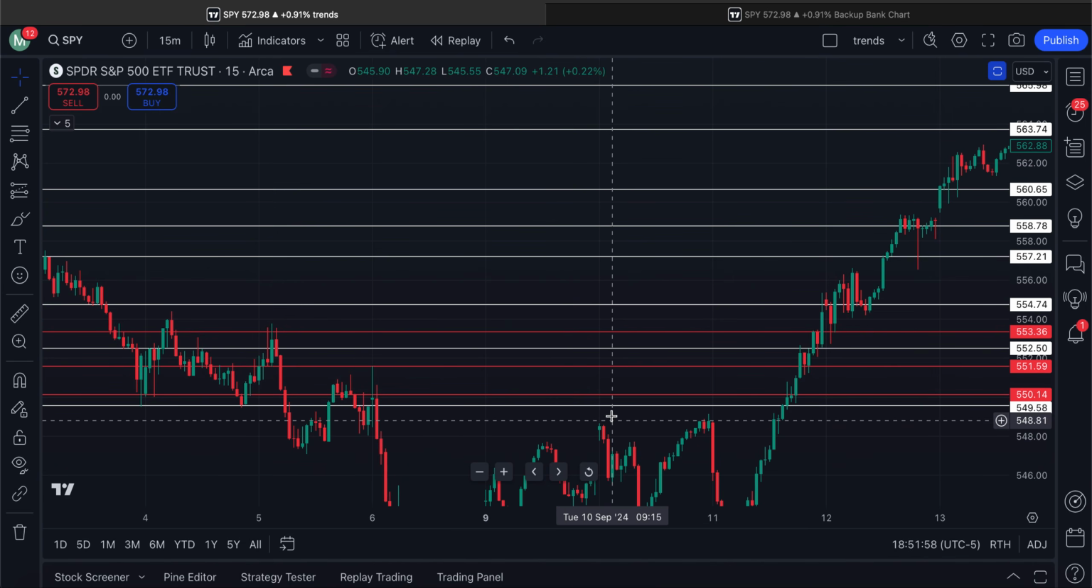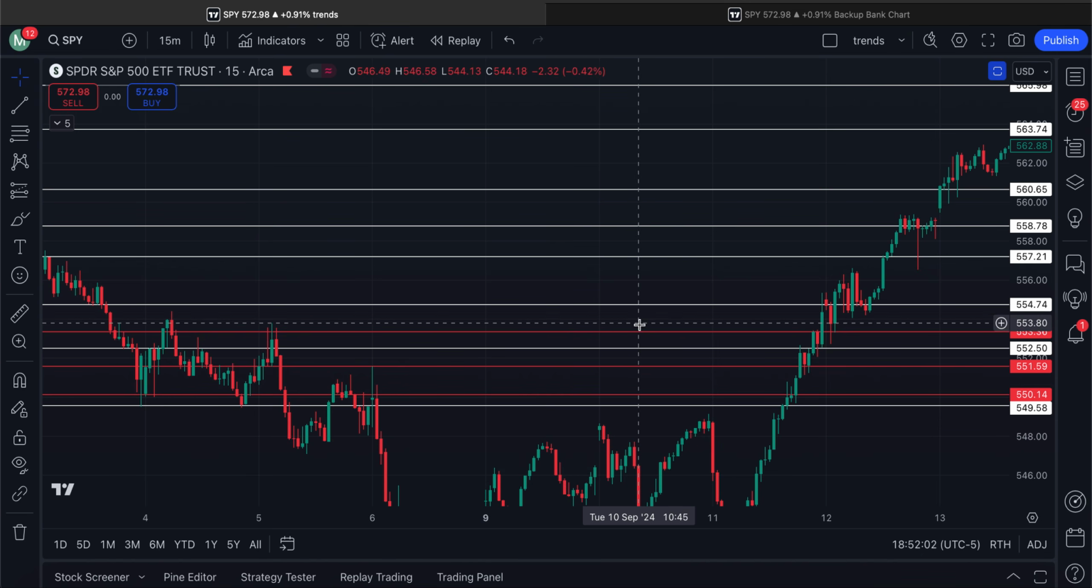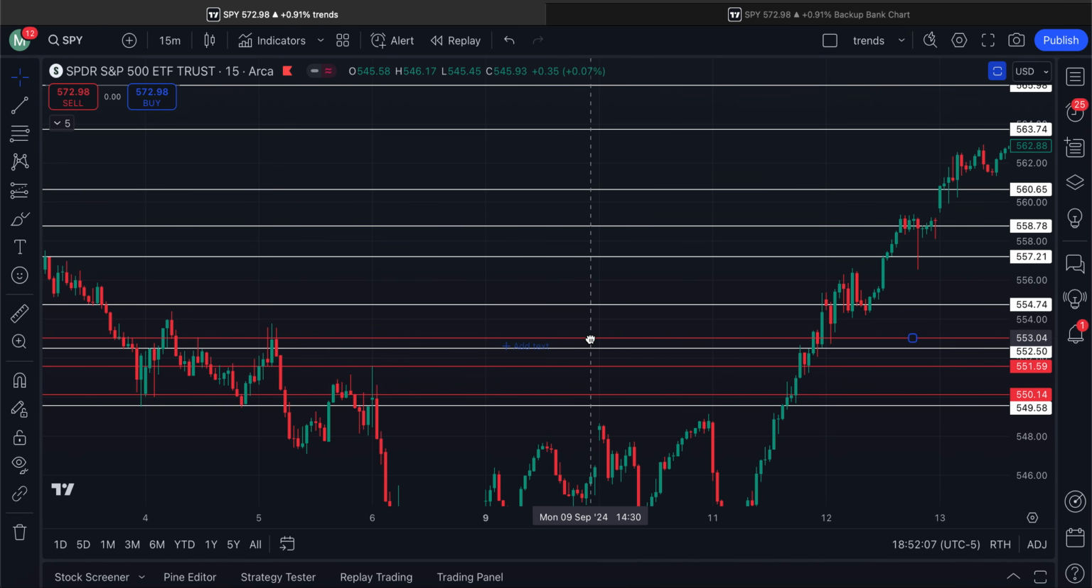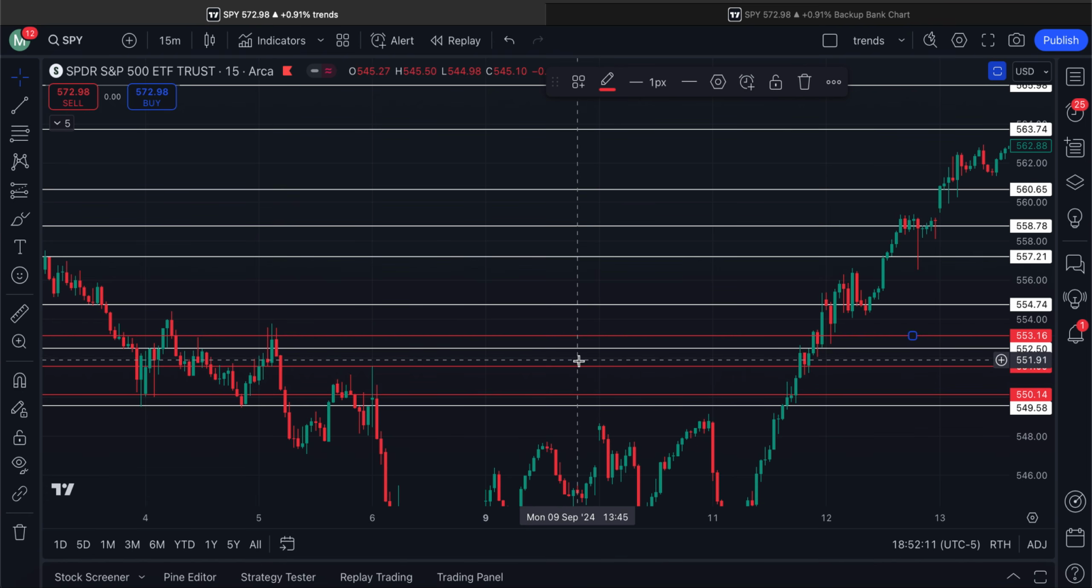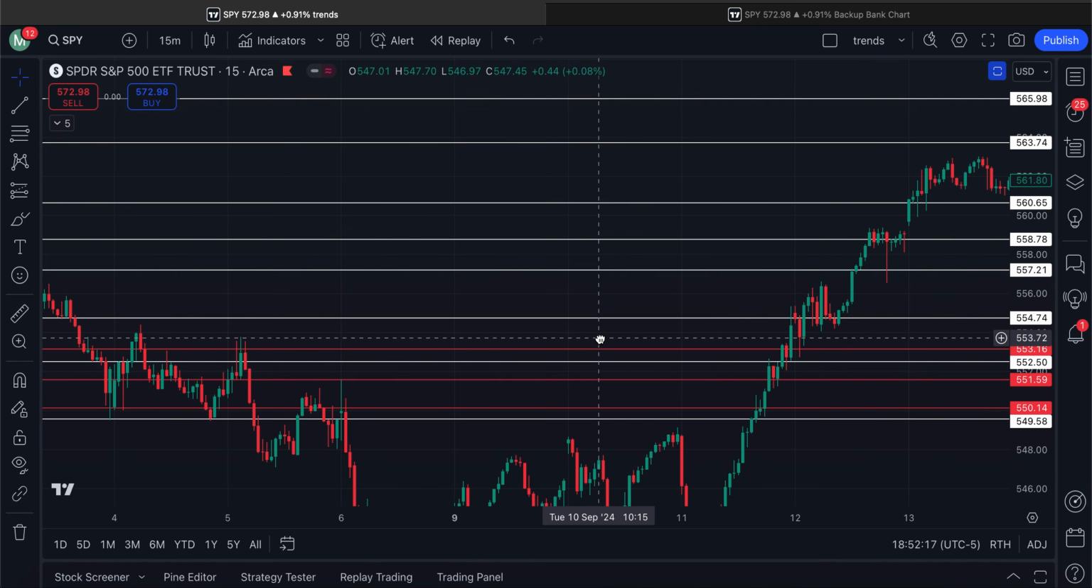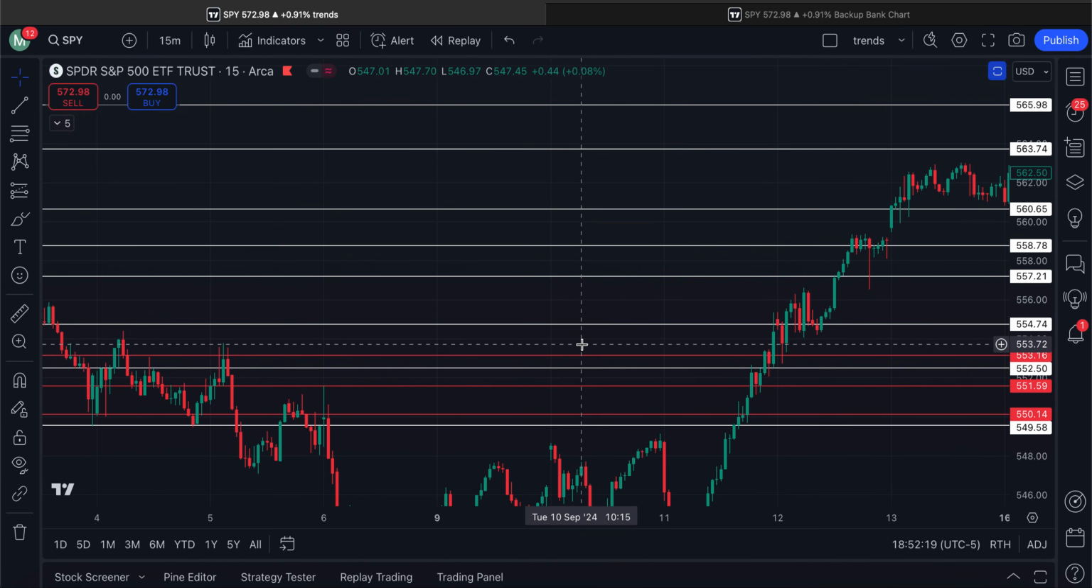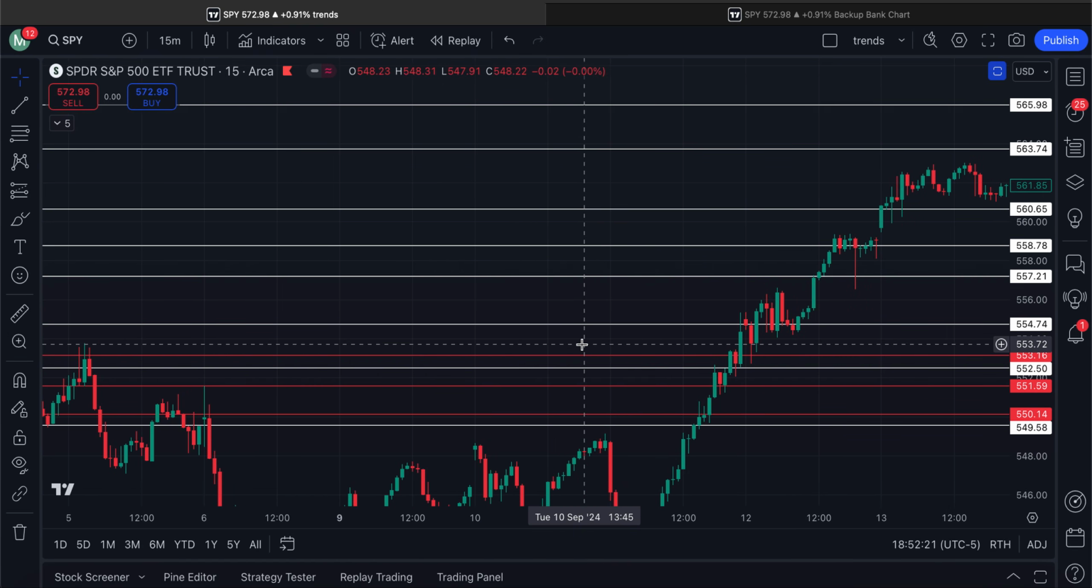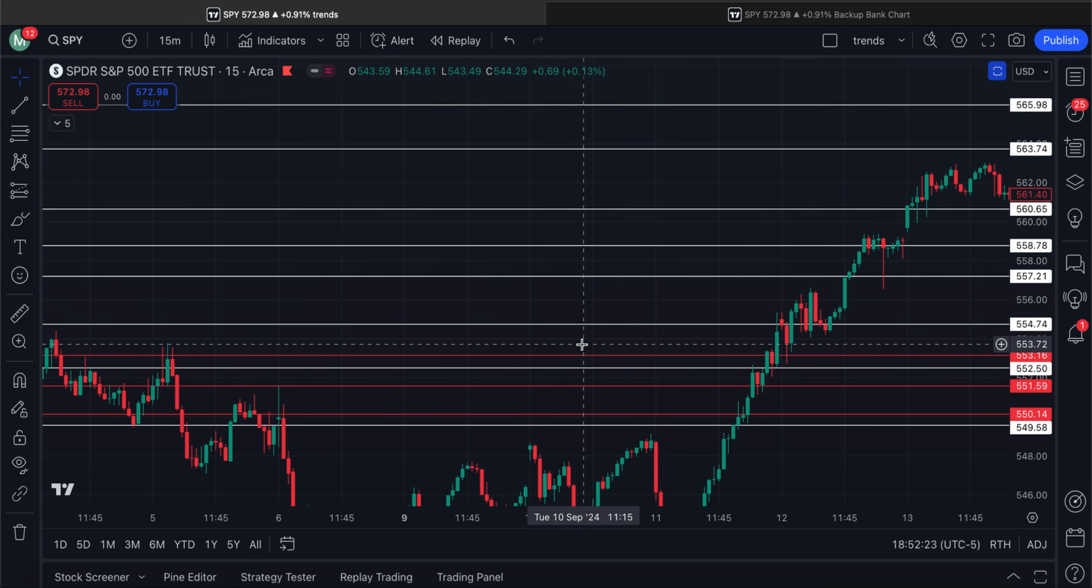And I reset 553.36 to 552.50. I might put this one a little bit more down. 553.16 to 552.50 is my demand zone, and 554.74.